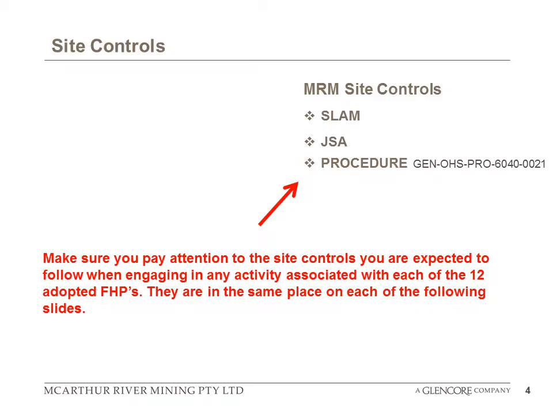Generically, the site has 3 main controls in place: the SLAM process, which is a personal risk management tool; the site job safety analysis process, which is a way in which teams manage risk; and a relevant procedure that is in place to ensure that, if followed, the risk is as low as reasonably achievable for personnel engaging in a specific activity. Before you work across any of the 12 adopted fatal hazard protocols, make sure you engage with and utilize these controls. Remember, they may save your life.